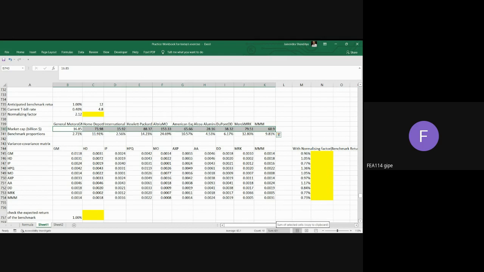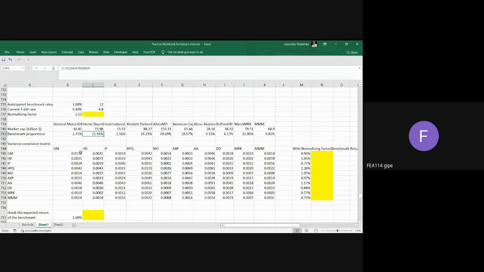So if I divide 16.85 by 625, I will get 2.71%. So this is how I calculate the proportion of General Motors in the benchmark. This is how I calculate the proportion of Home Depot in the benchmark, because 73.98 divided by 621, which is the sum, then I will get the benchmark proportion. So I have calculated the benchmark, which is again a very easy thing to do.